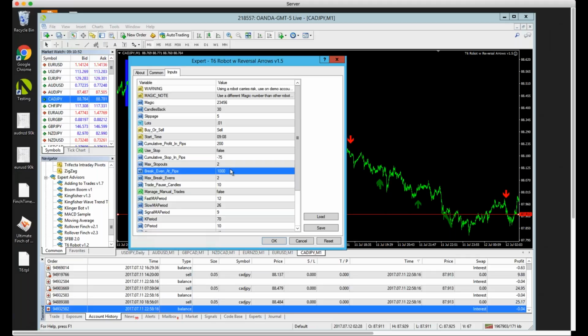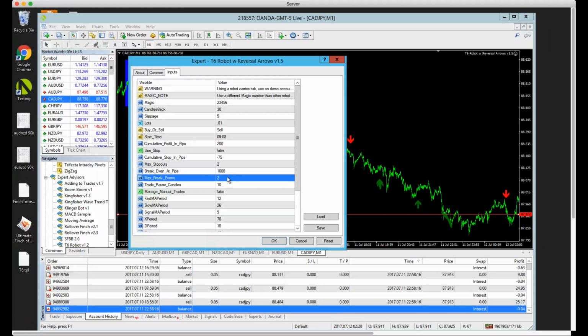Break even at pips refers to the number of pips that you want it to get before it moves to break even. Set this number to an extraordinarily high number if you don't want to use a break even stop. I don't like to use a break even stop. I may do some testing in the future. In fact, we may do some testing today and see if we like using a break even.